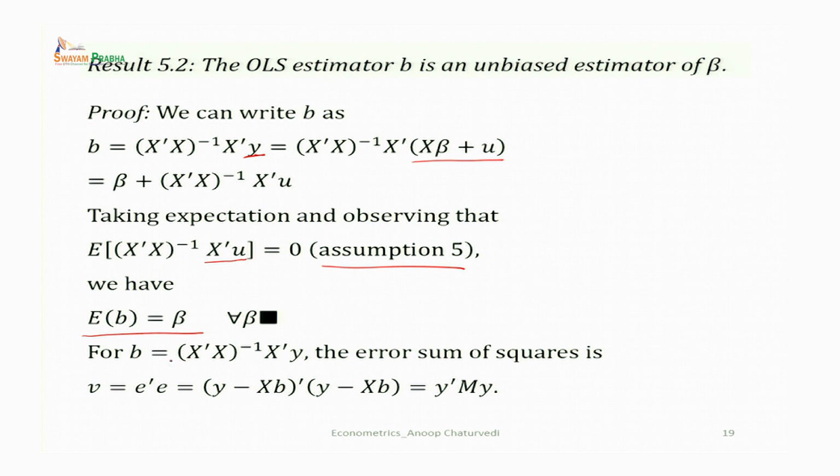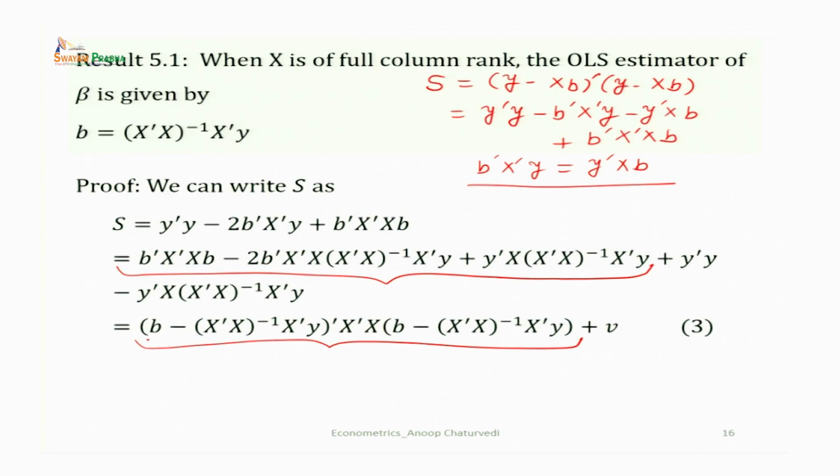Then for b equal to (X'X)^{-1}X'Y, obviously the error sum of squares is V, which is equal to e'e, where e is equal to Y minus Xb. We simply replace beta by b. Or you also notice that for b equal to (X'X)^{-1}X'Y, this term vanishes.